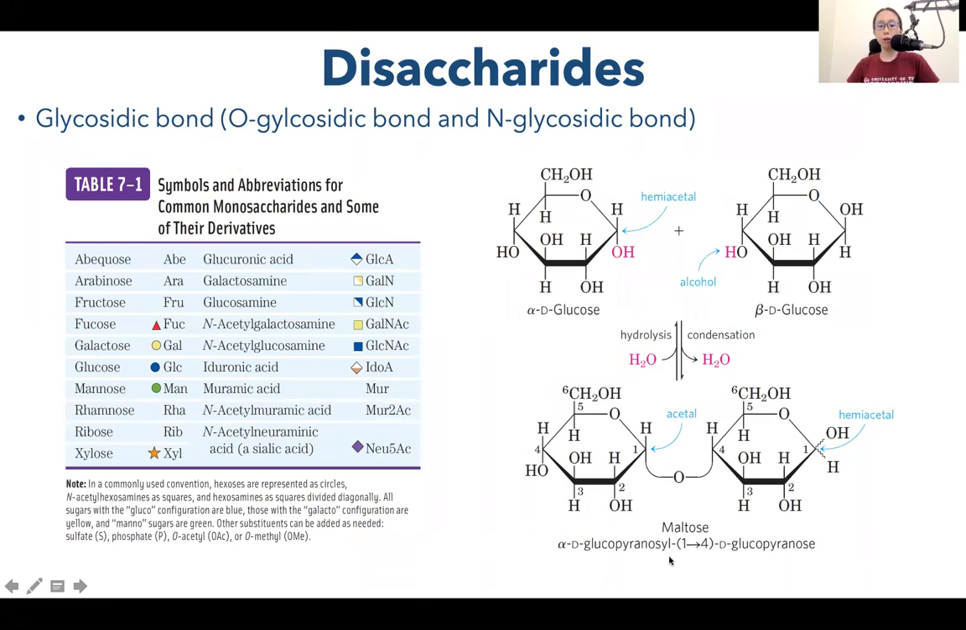So for example, maltose will have such a shortened systematic name. You have GLC for the glucose units, and you have alpha indicating it is the alpha anomers involved, and you have the linkage there, carbon 1 in the left glucose unit and carbon 4 in the next unit.